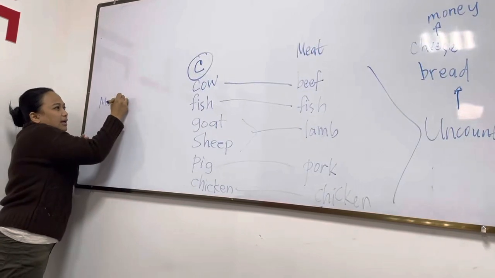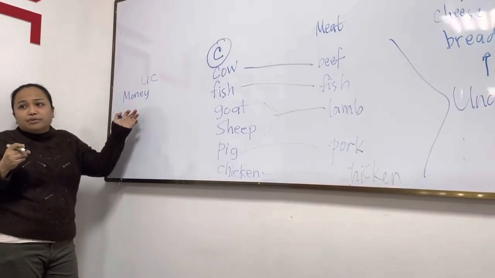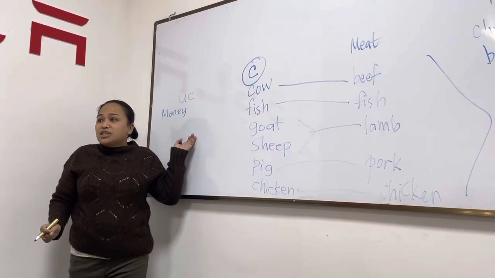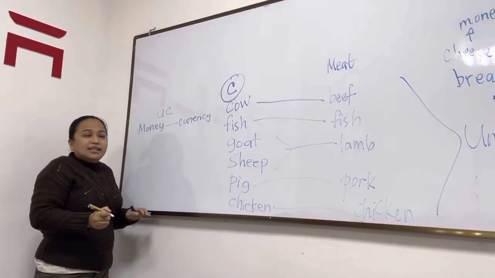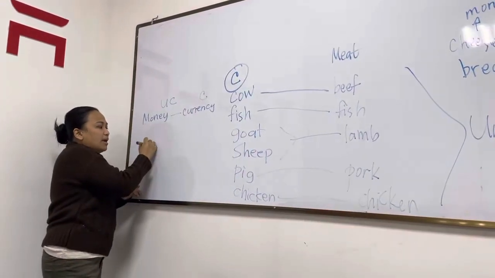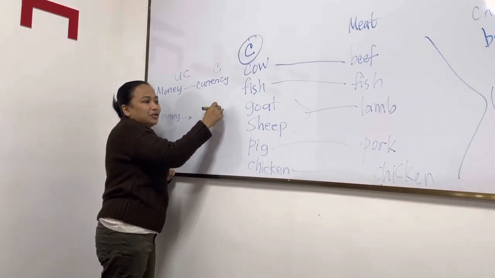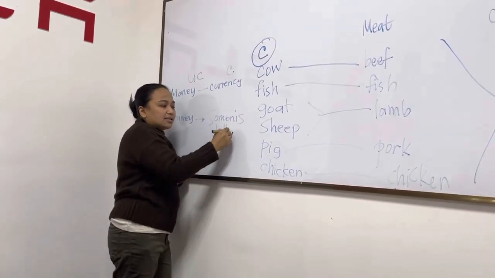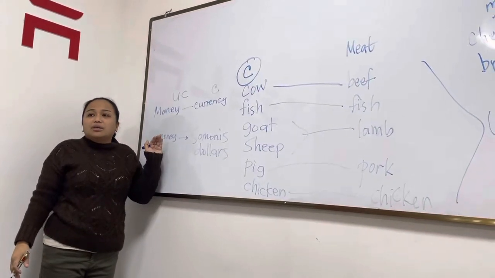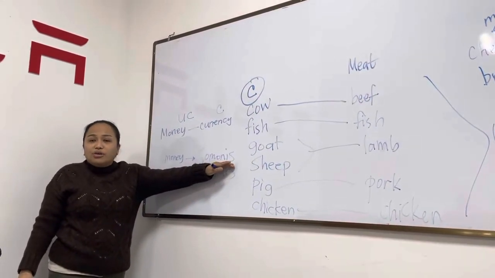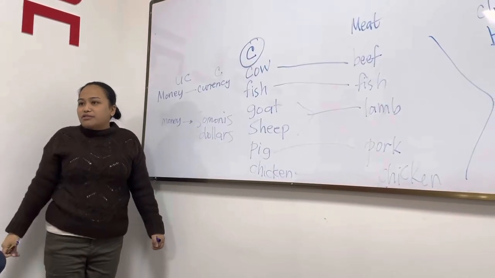Money, in general, is uncountable. Again, money in general is uncountable. But if we talk about currency, it's already countable. How much money do you have? How many somonis do you have? How many dollars do you have? Uncountable is the general topic about money. Countable if somonis, soms, dollars, rubles, the money of the country.